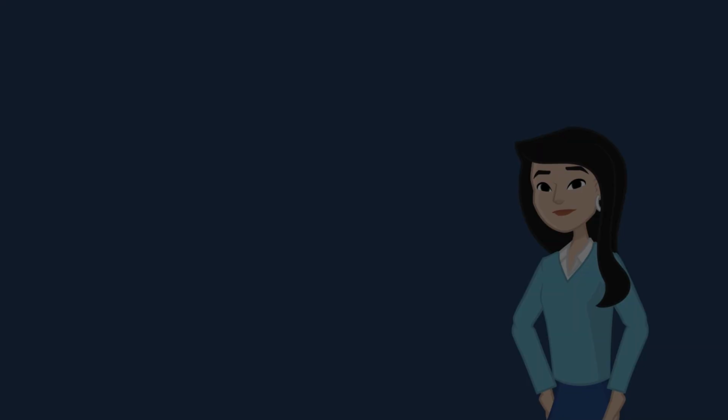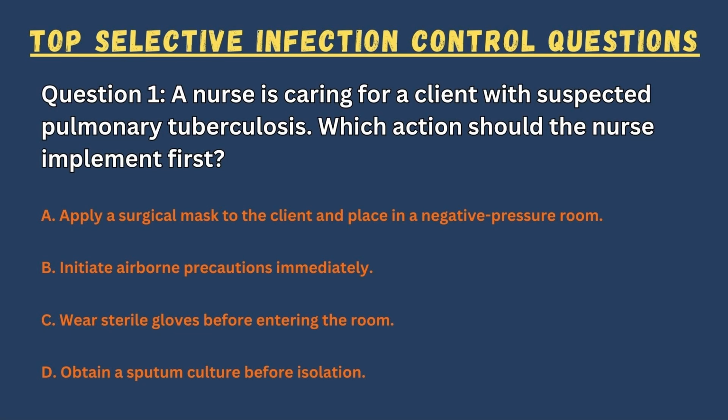Let's get started. Question 1. A nurse is caring for a client with suspected pulmonary tuberculosis. Which action should the nurse implement first? A. Apply a surgical mask to the client and place in a negative pressure room. B. Initiate airborne precautions immediately. C. Wear sterile gloves before entering the room. D. Obtain a sputum culture before isolation.